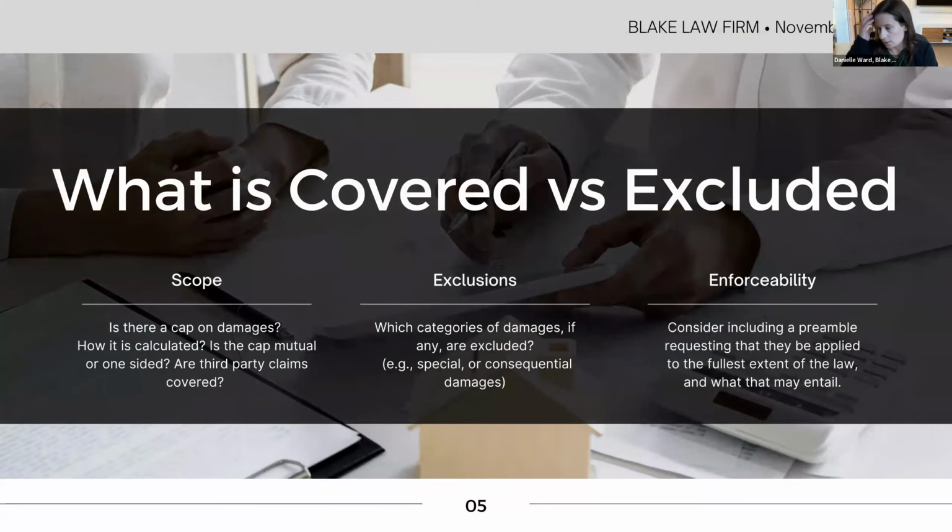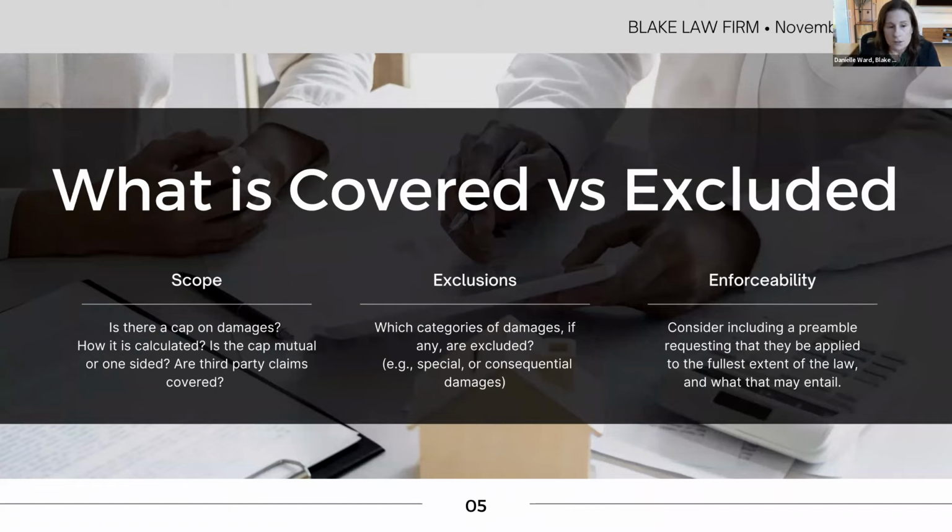What is covered versus what is excluded is another big consideration. Typically, limitation of liability provisions will have a monetary cap on the amount of damages that can be recovered in the event something goes wrong. Consider whether that cap is mutual. In some instances, again, it doesn't make sense depending on the nature of the business or the contract. But also, in addition to monetary damages, consider whether certain categories of damages, special or consequential damages, are excluded. Sometimes the nature of the breach, the direct damages that result, may be small. However, the consequential damages may be quite significant. So if those are excluded, you may be left without some recourse.